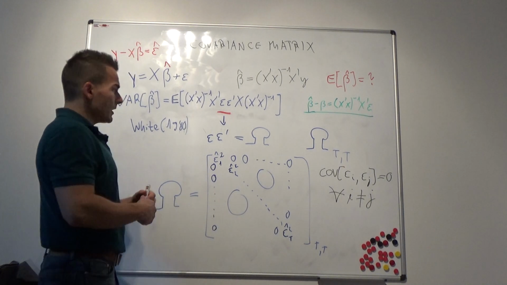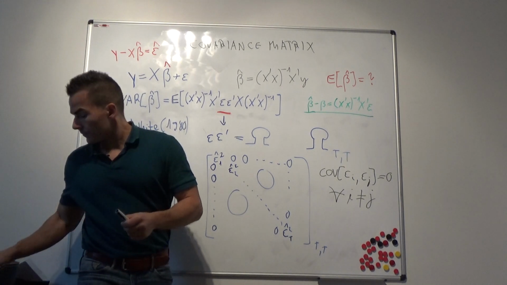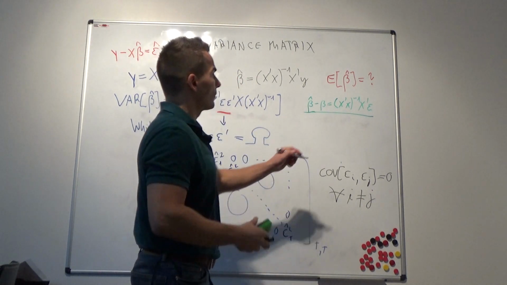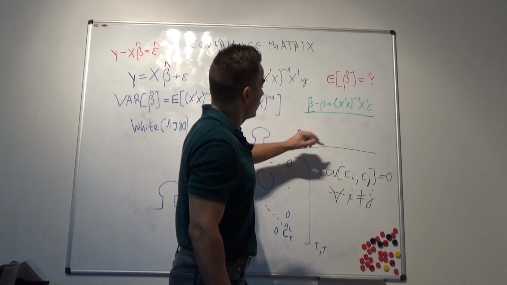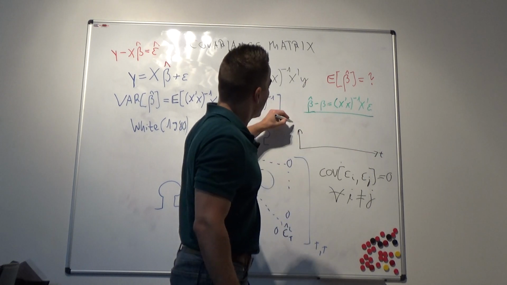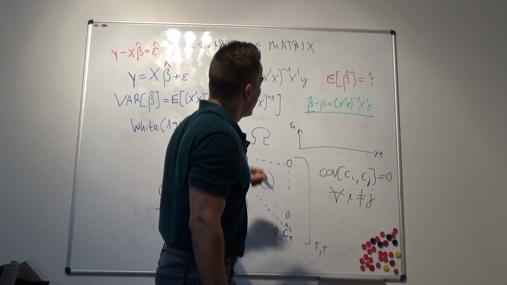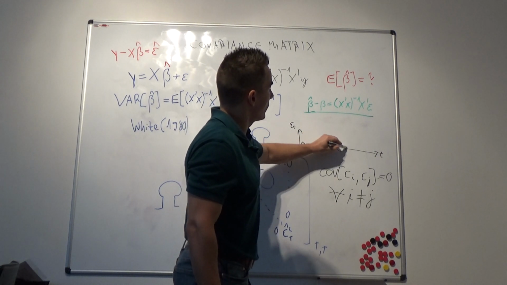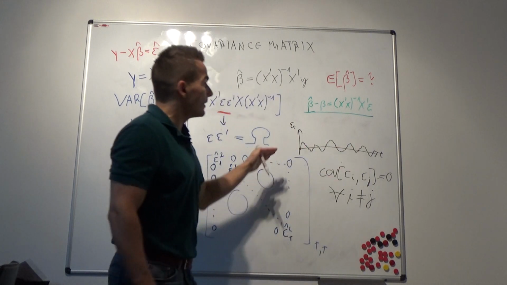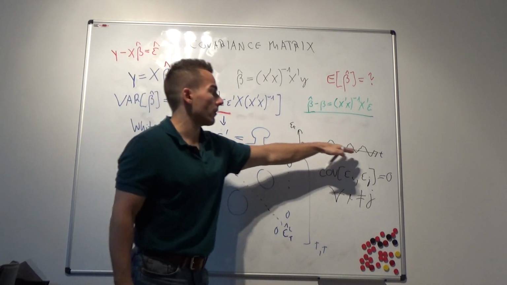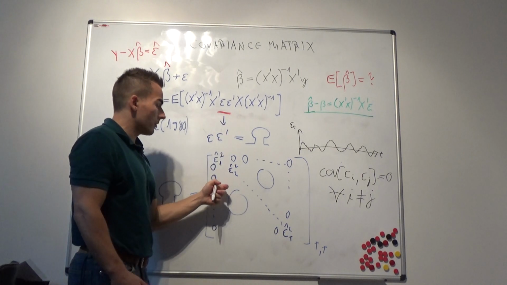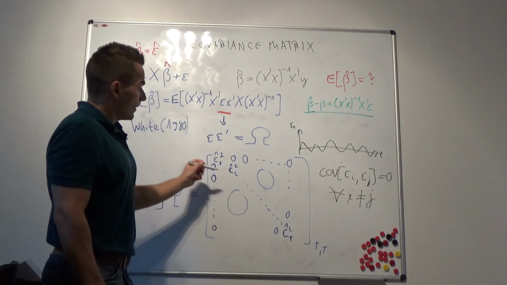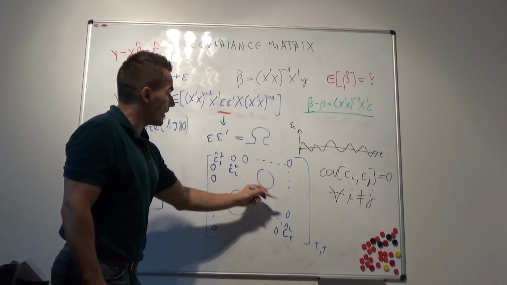Now, another thing we could think about: what happens if our residual process, here again the timeline and here our epsilon t, looks like this? Obviously here we have some sort of autocorrelation going on. This is not accounted for in this covariance matrix. So then we would obviously have some elements below and above the main diagonal.